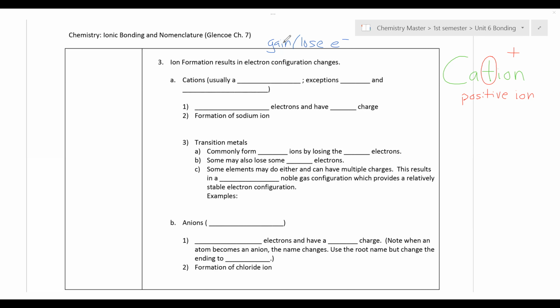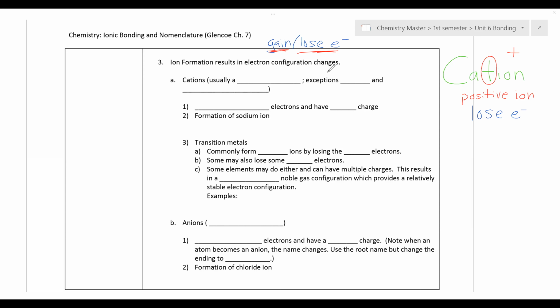Remember, you cannot gain or lose protons, because if I gain or lose protons, it's going to change my element. So for me to have a positive ion, a positive charge, did I have to gain or lose electrons? Excellent. So I had to lose electrons. So cations are positive ions. They happen when you lose electrons.